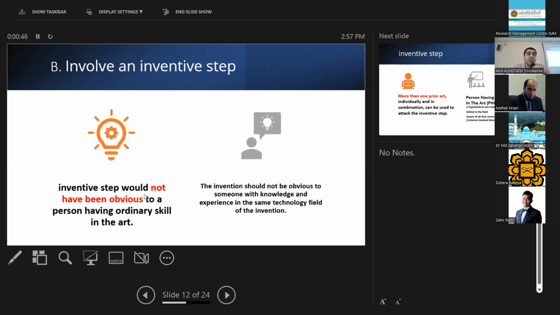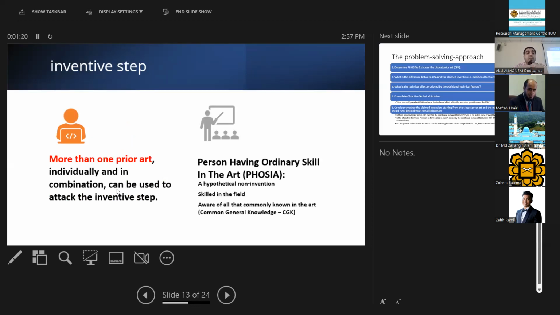So inventive step: would not have been obvious to a person having ordinary skill in the art. So this is the meaning of inventive step. The invention should not be obvious to someone with knowledge and experience in the same technology field of the invention. Okay? So it should not be obvious. So as you can remember them, novel means new, inventive means not obvious. So this is just to remember them, but now you can understand what is the meaning of non-obvious.